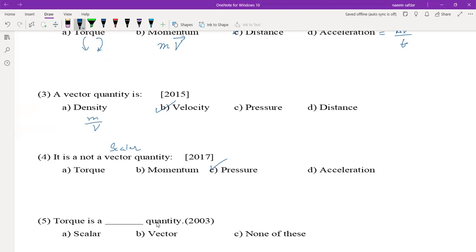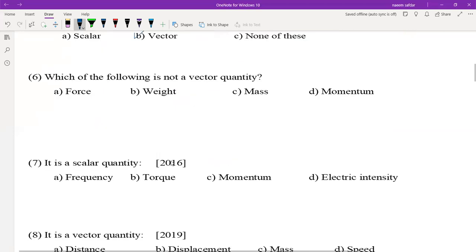Torque is a dash quantity. Scalar, vector, none of these. Torque is a vector quantity. Either the body will turn in clockwise direction or in anti-clockwise direction.